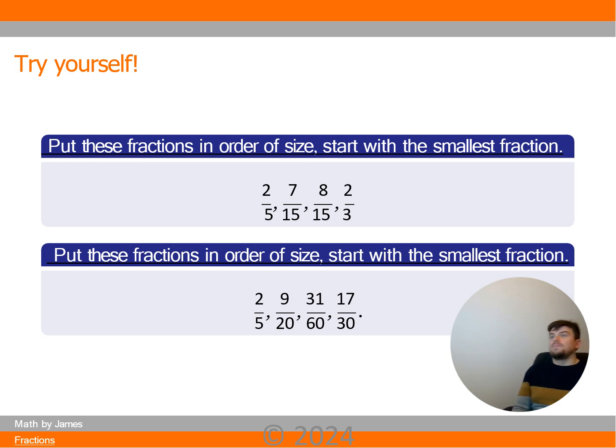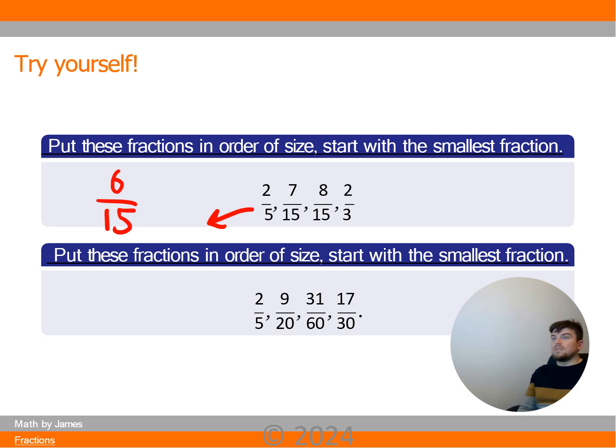Have a look. Let's have a look at these ones together. So this one here, do pause and have a go. So we've got 2 out of 5. So 2 out of 5 means we need to make these to 15 because 15 is the smallest denominator that will fit into all of them. So we've got 15, which we times by 3.